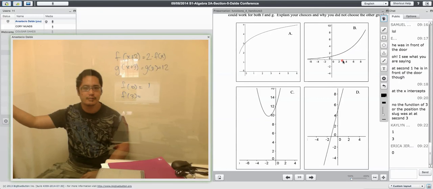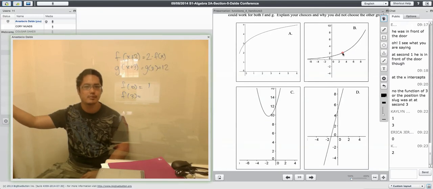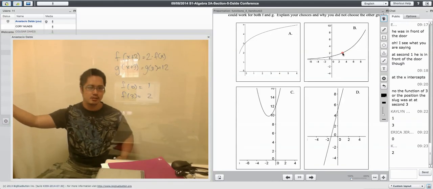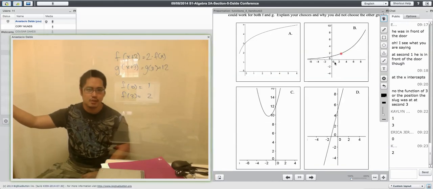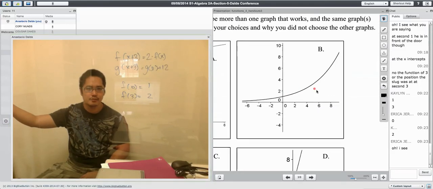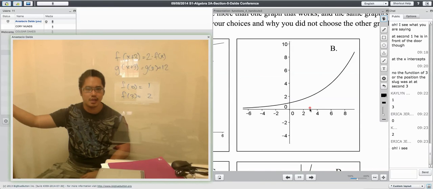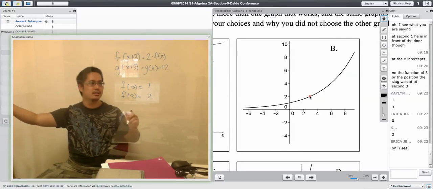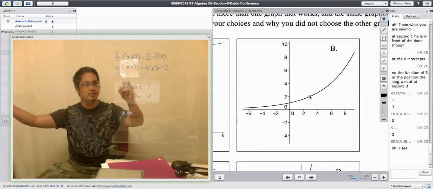No, f of 3 is about 2. You see that? So, I'm going to look at this graph right here. And if I plug in 3 for x, the y value that I get is about 2. Okay, so, here's my question. Is this true? I'm going to plug this information into here.